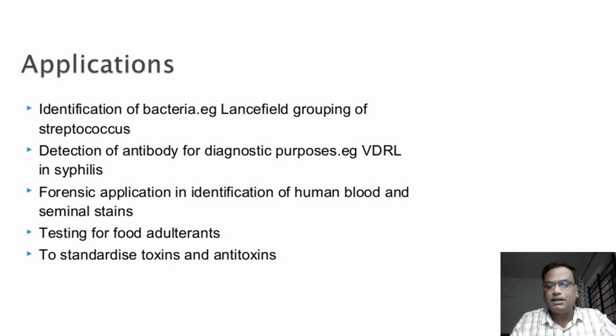Testing for food adulterations can be done to standardize toxins and antitoxins. To standardize the toxin and antitoxin, this antigen antibody phenomenon is used. The principle of antigen antibody reaction is used. That's about the antigen antibody reactions.